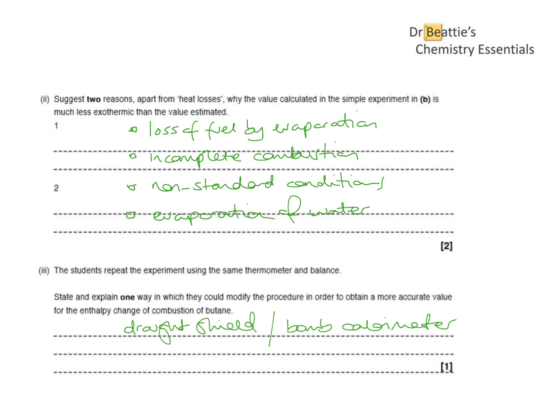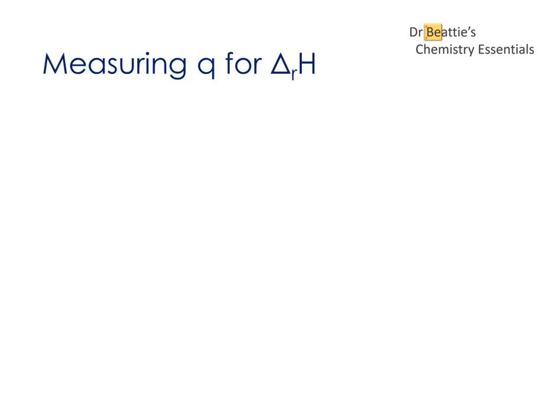And finally, ways in which you could answer the question about modifying the procedure is either using a draft shield or a bomb calorimeter. So we've looked at delta CH, combustion enthalpy, and how to measure the enthalpy changes in that situation. But we also need to be able to work out the energy change Q for a variety of different reactions. So delta RH is the enthalpy change of reactions, and within it you can also look at the very specific version of this, which is the enthalpy change of neutralisation.